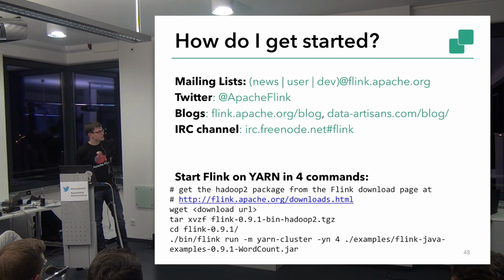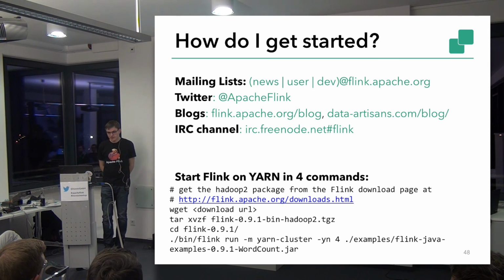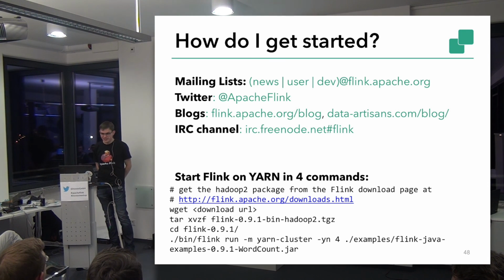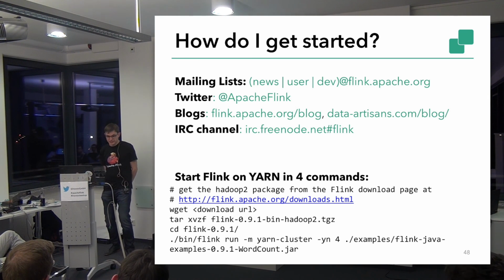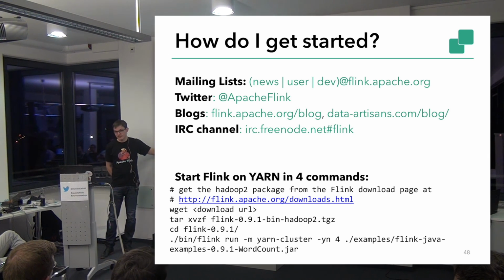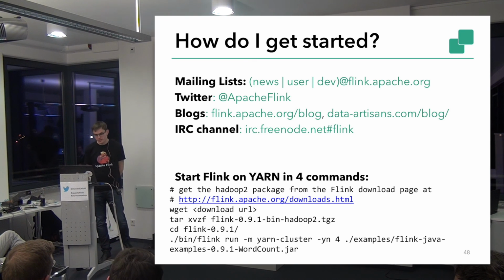We will soon publish something about windows. So windowing and event time processing in Flink. If you have trouble with Maven, you can just join our Flink IRC channel on Freenode, and we can help you. If you want to get your hands dirty immediately, you can start Flink on Yarn with these 4 commands. So afterwards, you have executed word count with Flink on Yarn.